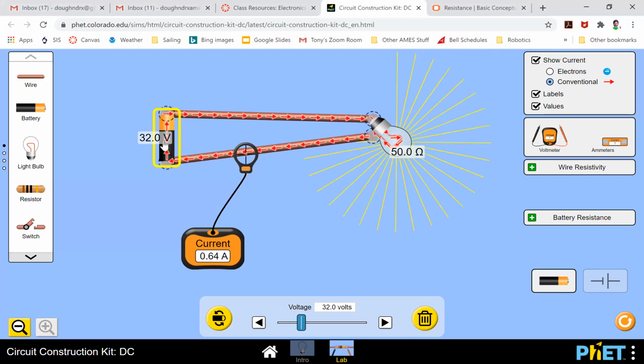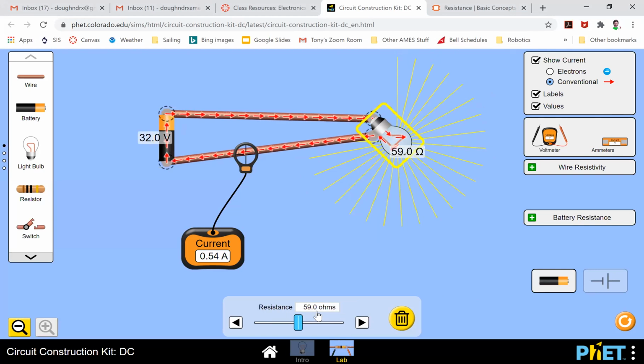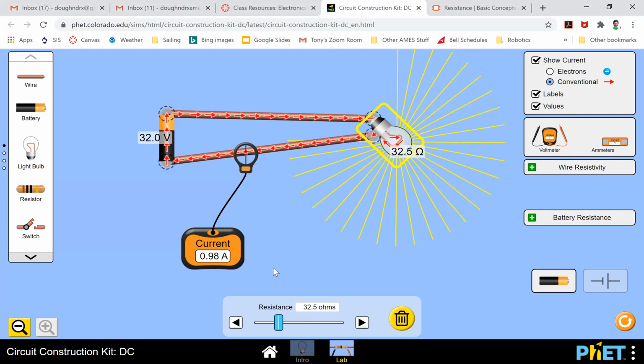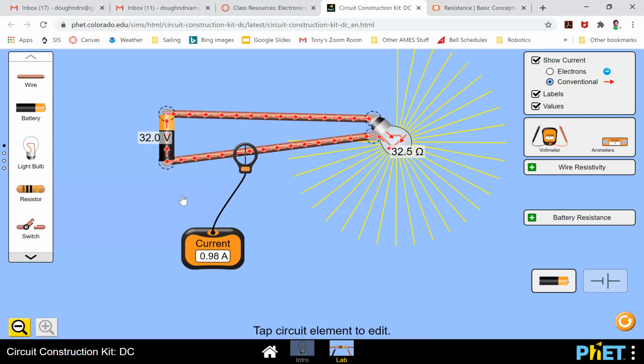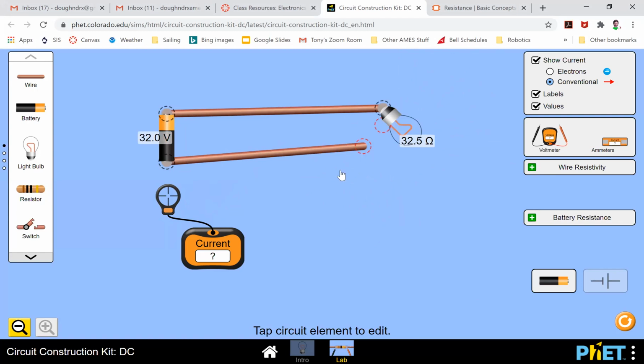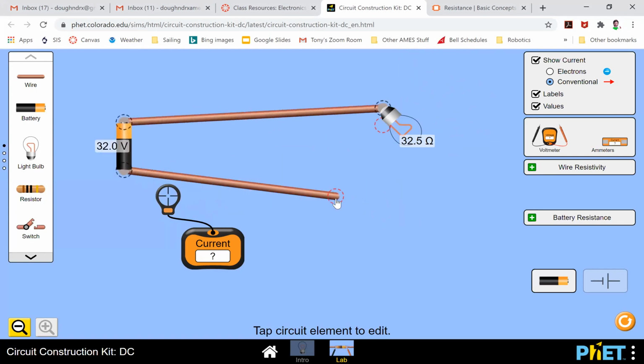Or maybe it won't be the voltage we play with. Maybe it'll be the resistance that we play with. And maybe we won't have just one light bulb. Maybe we'll have two light bulbs. If I want you to have two light bulbs, you hopefully know that if I click on these little joints here, it gives me a little scissors so I break it. Then I can bring in another light bulb and put it right here.